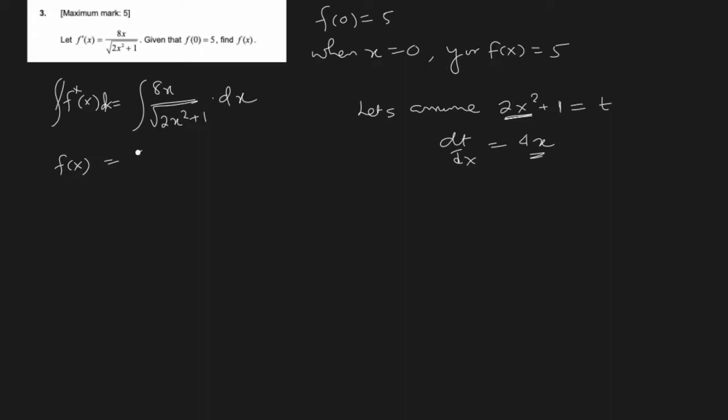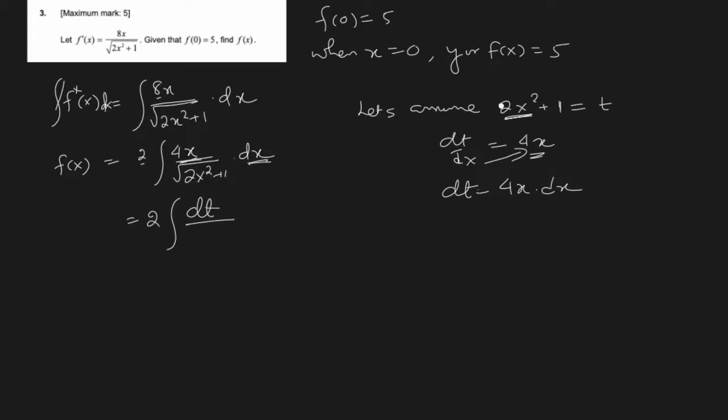Can I write it like this? 2 outside and 4x inside, over square root of 2x squared plus 1, dx. I have not changed the question itself, I have just changed the look. I have broken 8 into 2 parts, 2 outside and 4x inside, so that this 4x and dx, if I multiply here, dt will be 4x dx, and that's what I want. 4x dx will be the dt, so it becomes 2 dt.